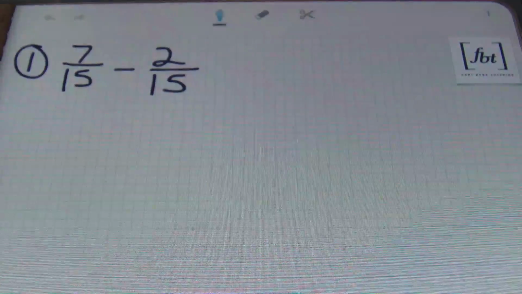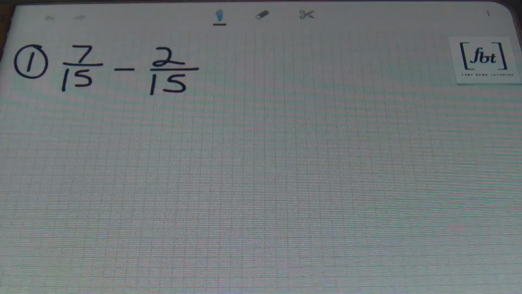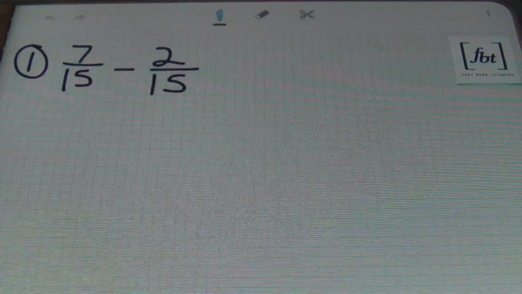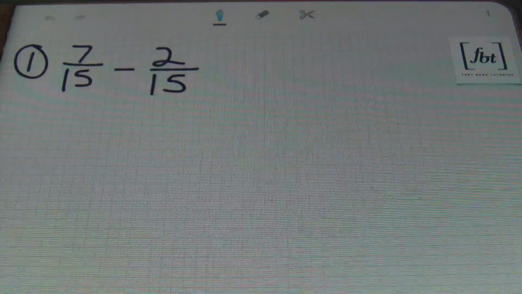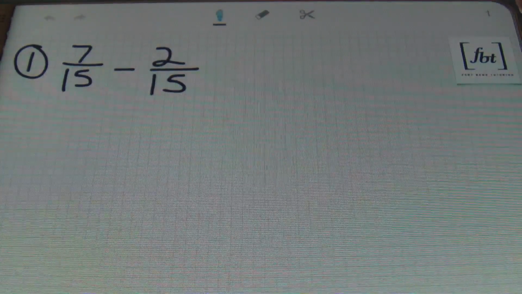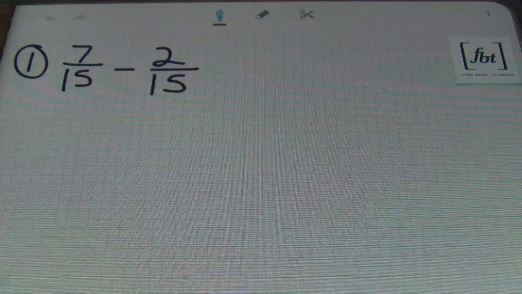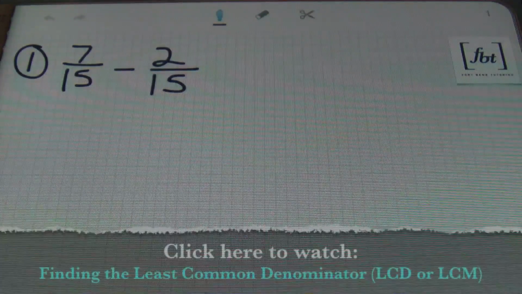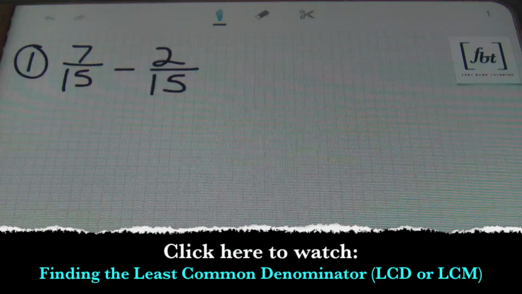Now, keep in mind, ladies and gentlemen, that anytime you're adding or subtracting fractions, you must have a common denominator, and preferably the lowest common denominator, the least common denominator, the LCD. You gotta have that, all right? So keep that in mind. And if you need to brush up on finding the LCD, please check out our video, Finding the LCD or LCM. All right, so let's check this problem out.